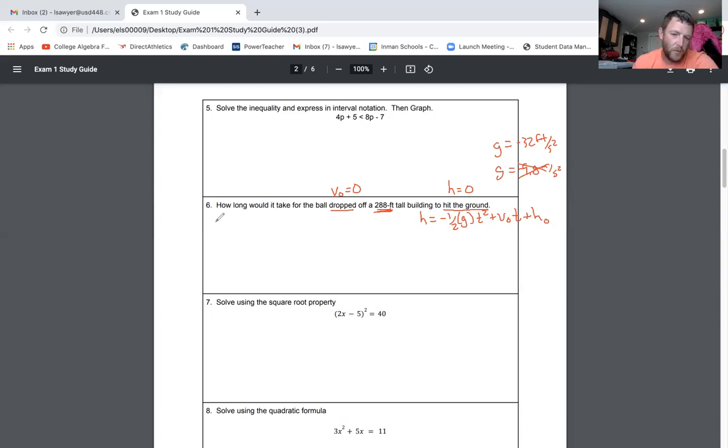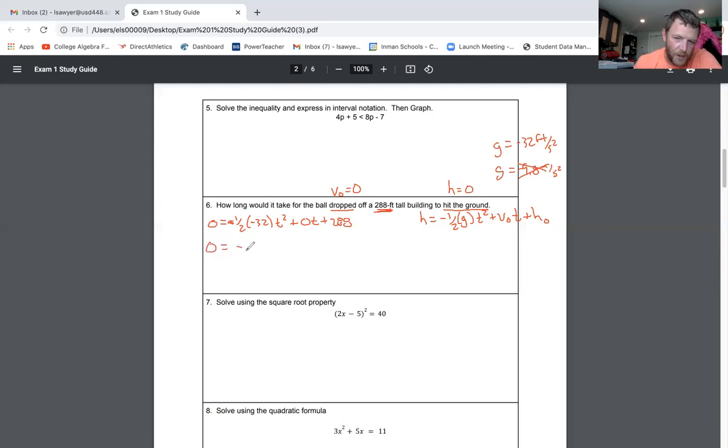So it's going to be 0 is equal to negative 1/2 times negative 32. I don't think it's negative, actually. 1/2 of negative 32 times t squared, plus 0, because my initial velocity is 0, plus my height of the building is 288. Yeah. Okay, so what they want you to plug in is 288, negative 32, 0. Height of the building, gravity, which is negative 32, 0 there. And this is how you're going to solve it out.